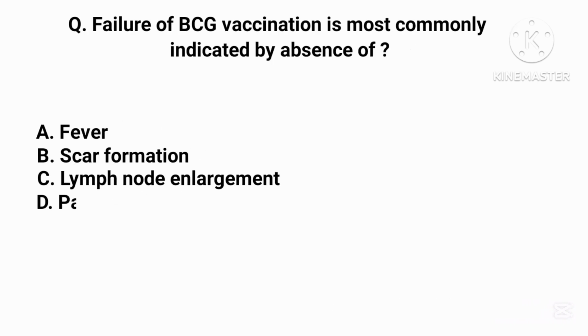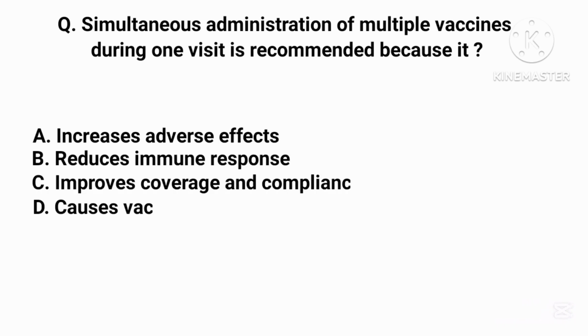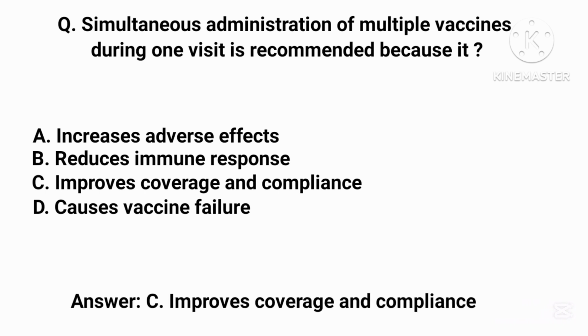Failure of BCG vaccination is most commonly indicated by absence of. Correct answer is option B. Scar formation. Simultaneous administration of multiple vaccines during one visit is recommended because it. Correct answer is option C. Improves coverage and compliance.